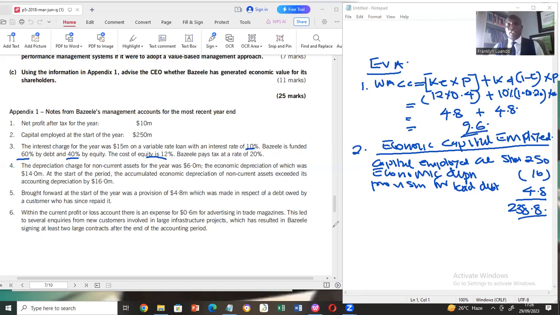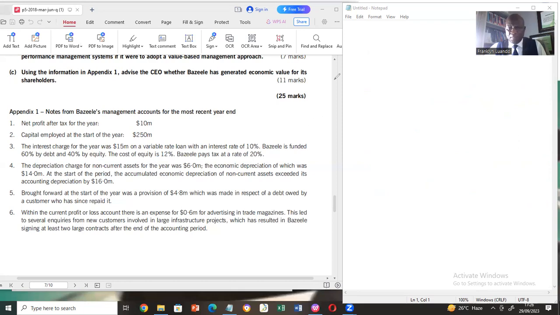So now we can go to NOPAT. You have those figures, so we can go to NOPAT, net operating profit after tax. So here we are given, as per question, net profit. The net profit there is 10.